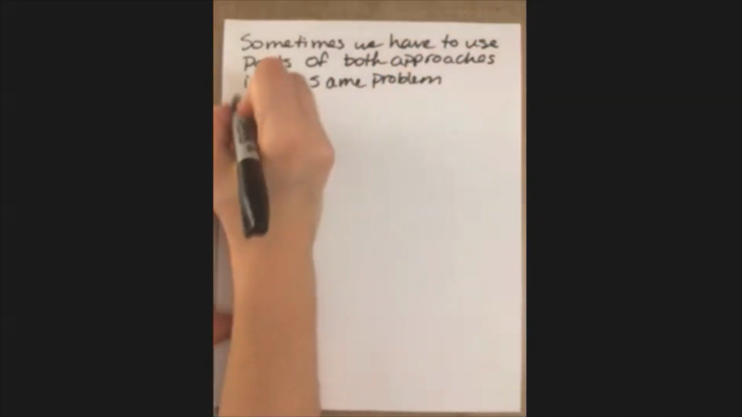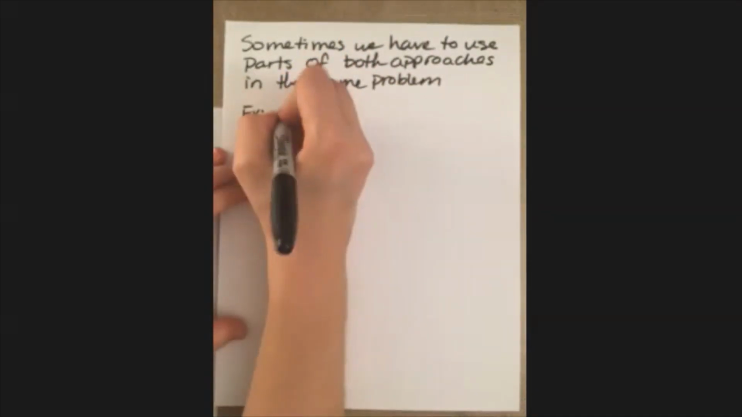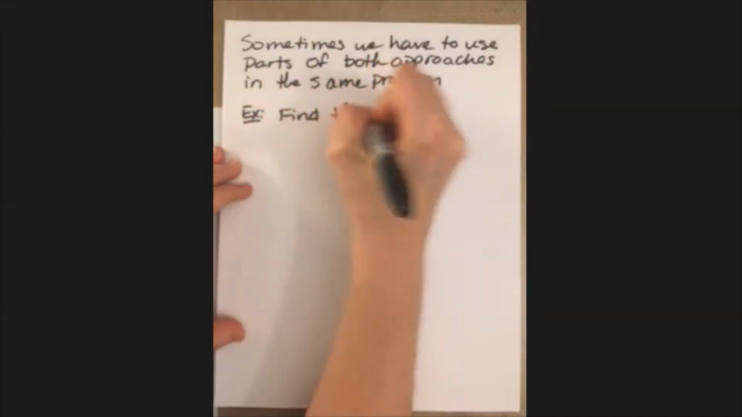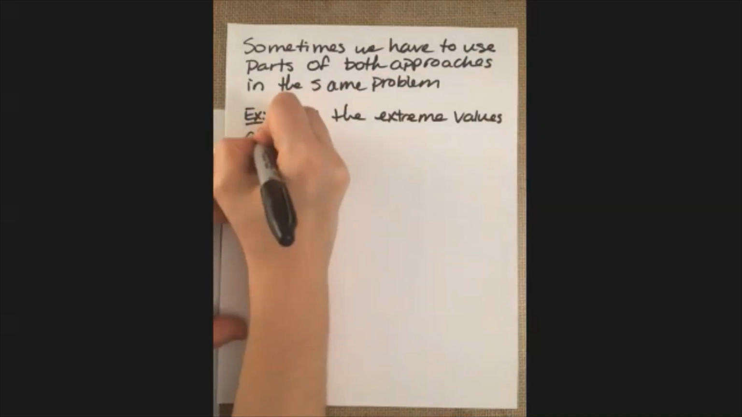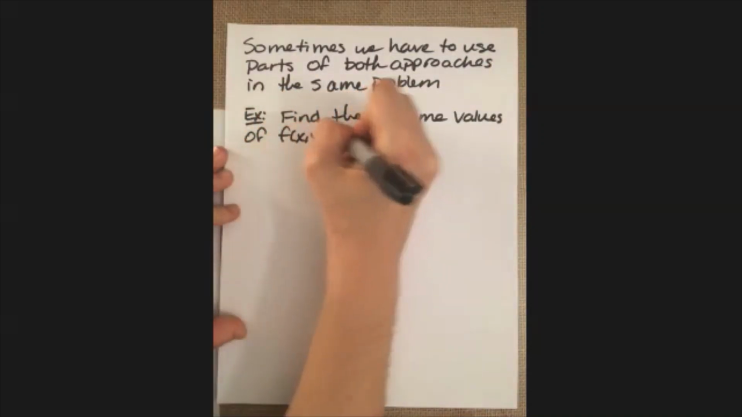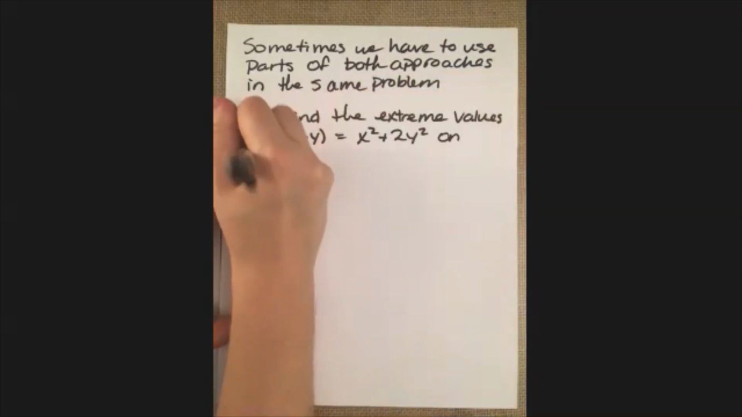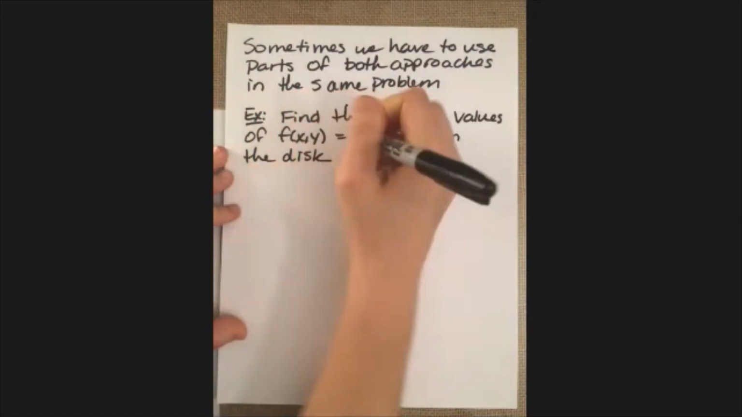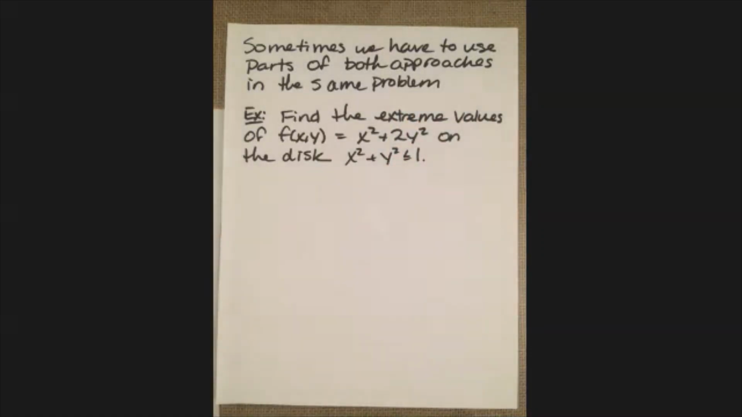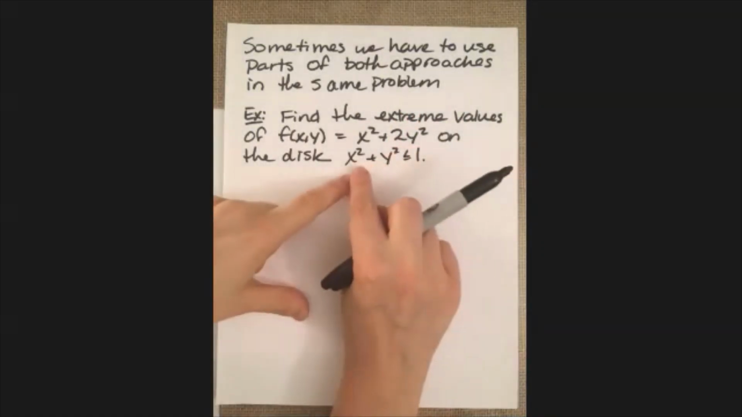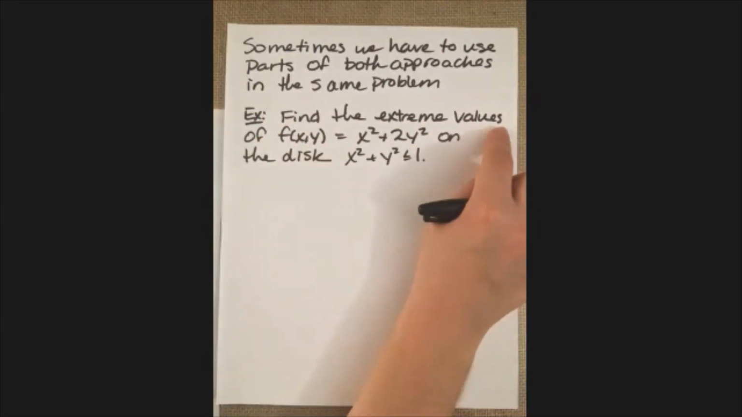So an example of this would be when our constraint doesn't just have an equal sign, but maybe has an inequality. So we're going to find the extreme values of f(x,y) equals x squared plus 2y squared. And this is just going to be on the disk x squared plus y squared is less than or equal to 1. By the theorem that we had earlier, since we're working with a closed and bounded set, we know that f will achieve extreme values on it. So we're not too worried about whether or not they exist.